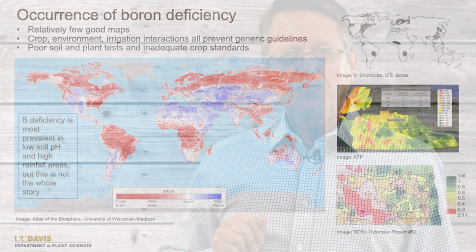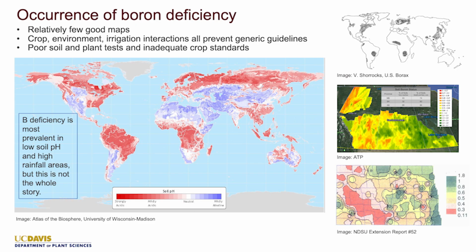Now, there have been a number of efforts to make maps of boron deficiency around the world, and I show a few of them here. Starting in the top right is an old map from the 60s by Victor Shorrocks at the Borax Corporation, showing very crudely regions of high potential for boron deficiency. Below that is a map that I got from colleagues in Canada that is the result of mapping 20 to 40,000 individual soil samples in Saskatchewan, Alberta, and Manitoba. And you can see the variability in boron that occurs across those landscapes.